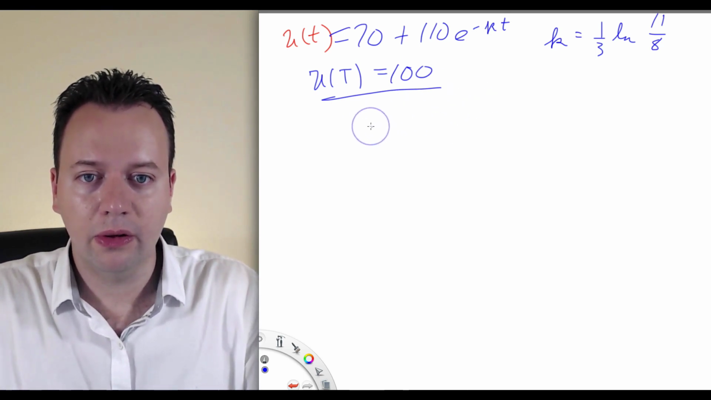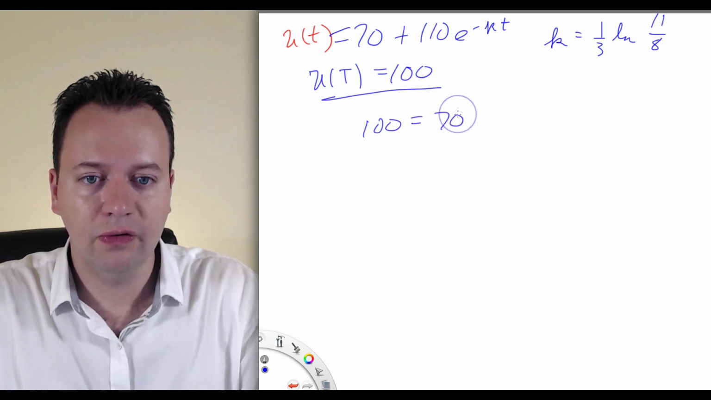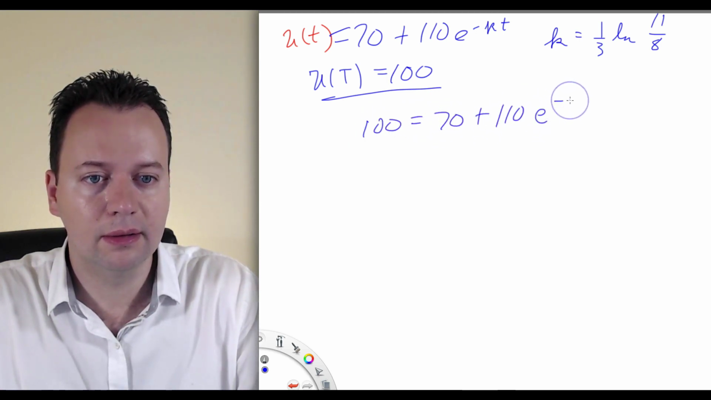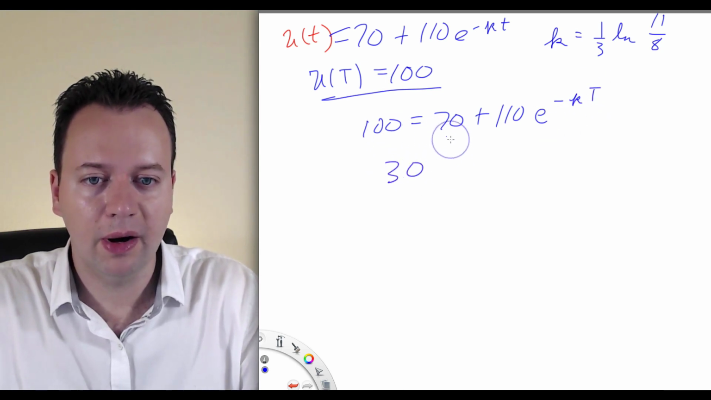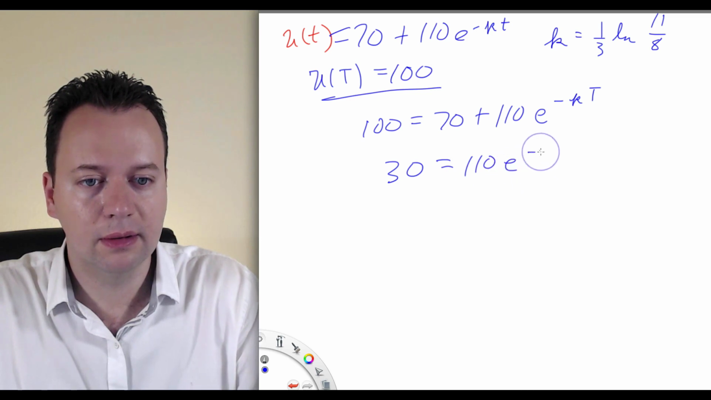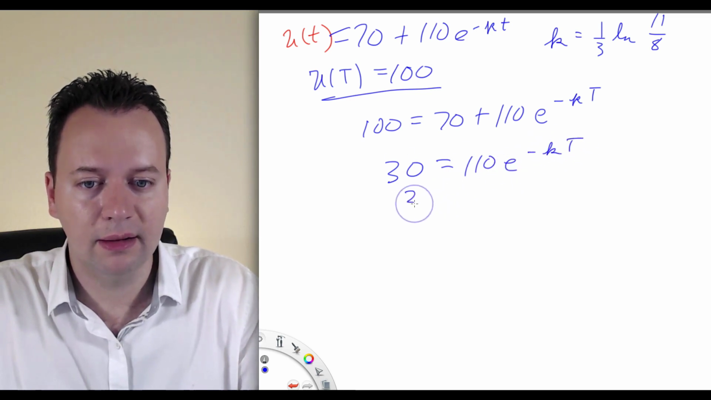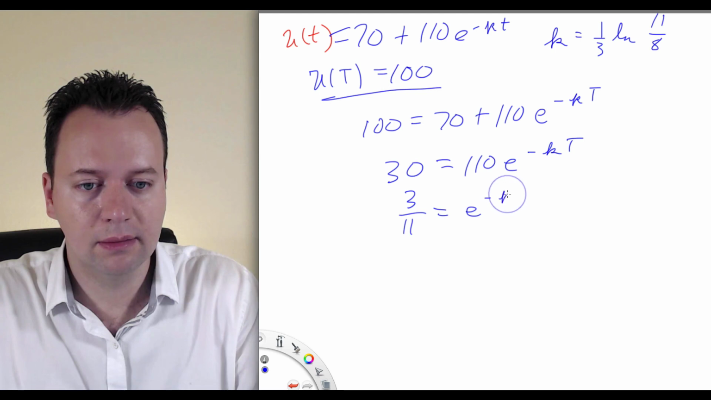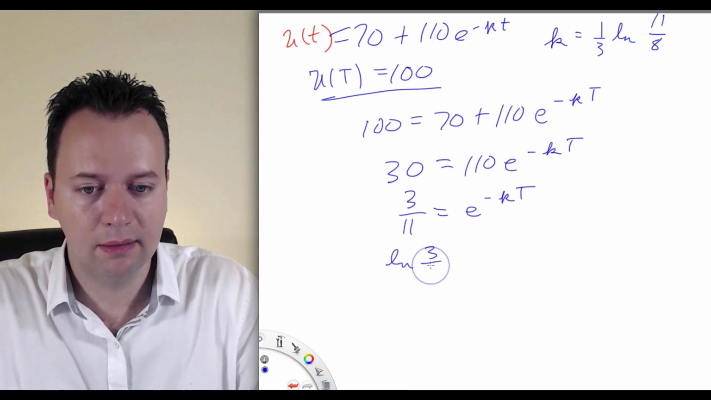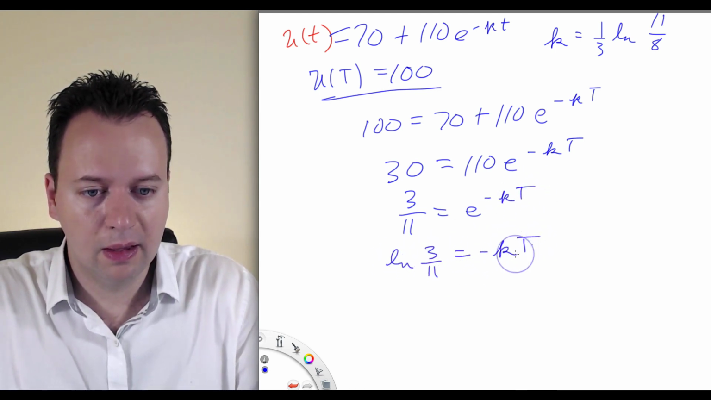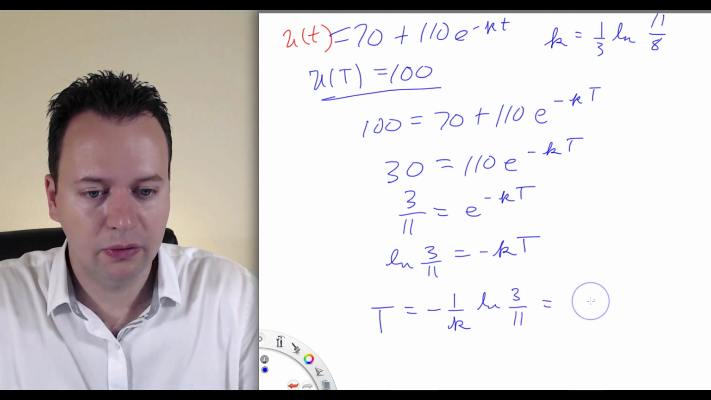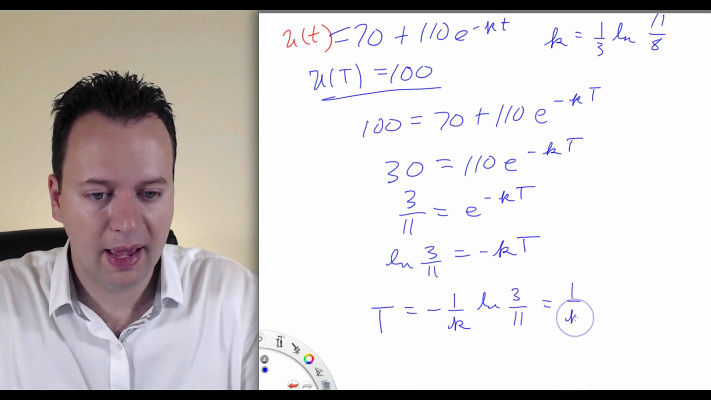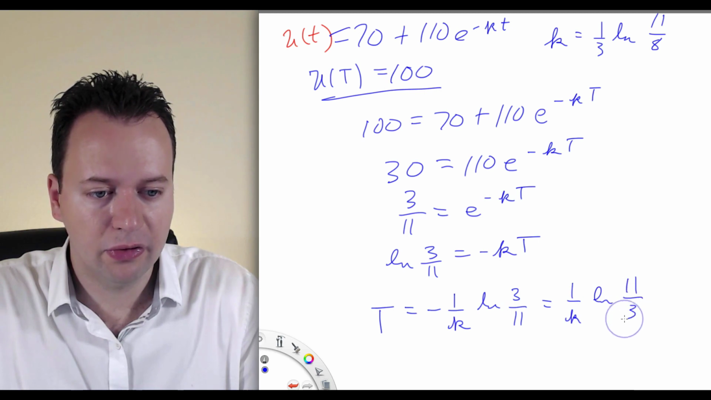All right, well, so we set 100 equal to u of capital T. And we know what k is this time, so we do the same game. So 100 minus 70 is 30. Divide by 110. Take the ln. So the final time will be equal to minus 1 over k ln of 3 over 11, which is equal to 1 over k ln of 11 over 3.